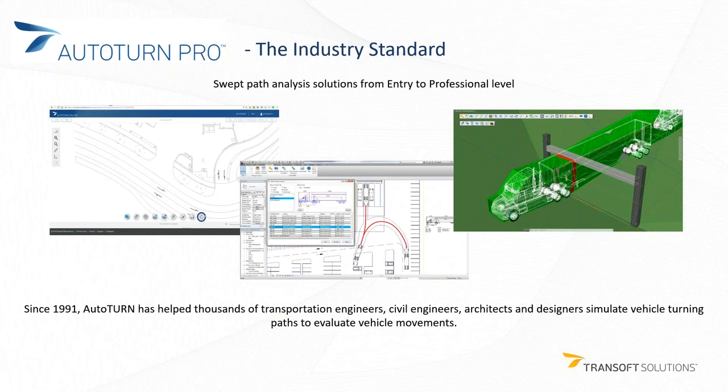Now, we always talked about AutoTURN, and now we have AutoTURN Pro. AutoTURN Pro was launched a couple of years ago, maybe 5-6 years ago. So we can now also do swept path on a 3D model. What you saw earlier was doing a 2D drawing. Now you can do a swept path on a 3D model. As you can see on the picture on the right, you can check for clearance analysis.